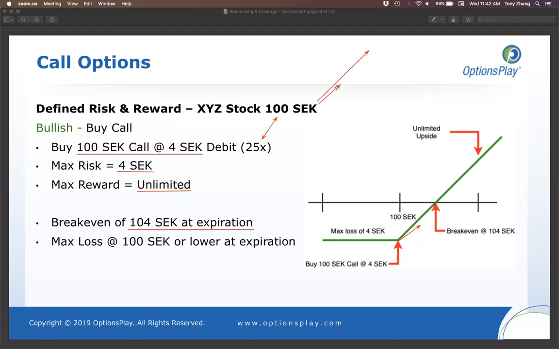Meaning, if the stock only moves up 3% higher, and the threshold to make money here is 4% higher, and you don't meet that threshold, you've got the direction correct, but you still lose money. And that is always a tough pill to swallow for most investors.